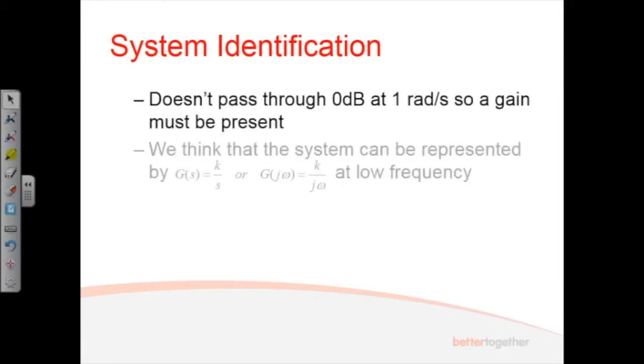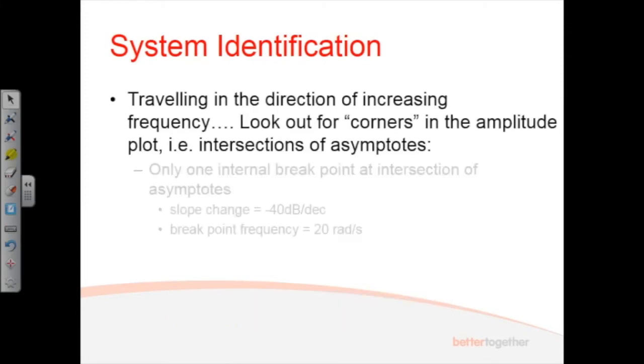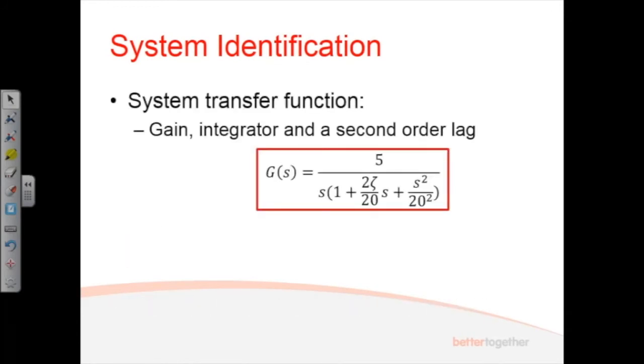You know all that. Let's hop through this. There's a bit on that slide about working out K. Make sure you check that one out. There it is. 5 over S times 1 plus, and in our case we can actually estimate zeta as 1 because we had minus 6 dB. So just very quickly we've gone through the idea of transfer function to Bode plot, and now we've gone Bode plot back to transfer function.